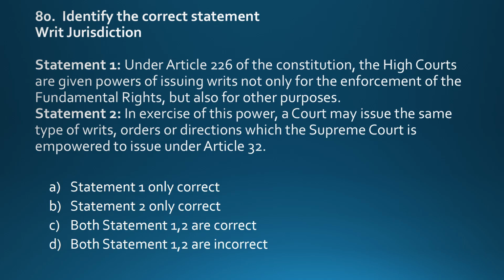Question number 80. Identify the correct statement. Writ jurisdiction. Statement 1. Under Article 226 of the Constitution, the High Courts are given powers of issuing writs not only for the enforcement of the fundamental rights but also for other purposes. Statement 2. In exercise of this power, a court may issue the same types of writs, orders or directions which the Supreme Court is empowered to issue under Article 32.